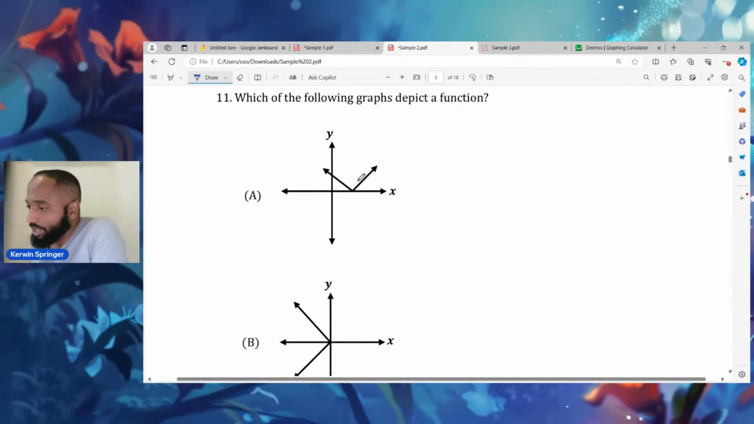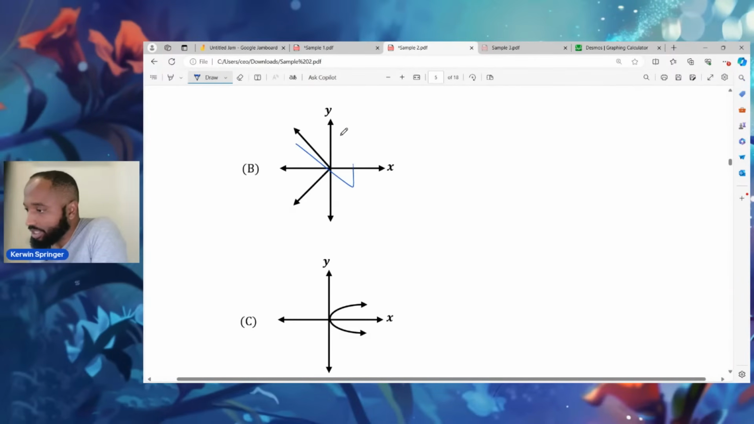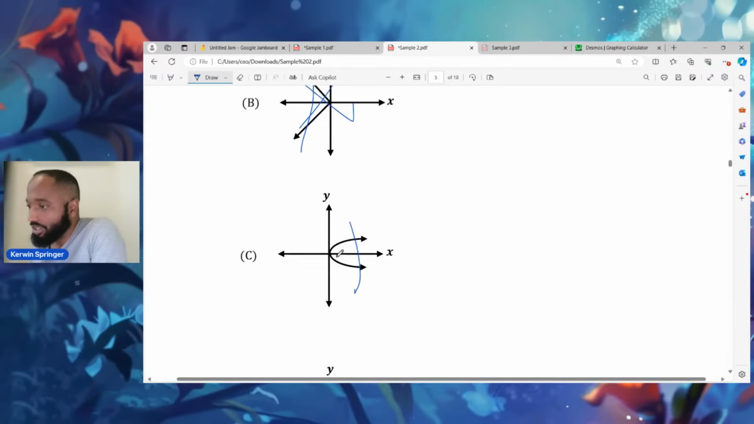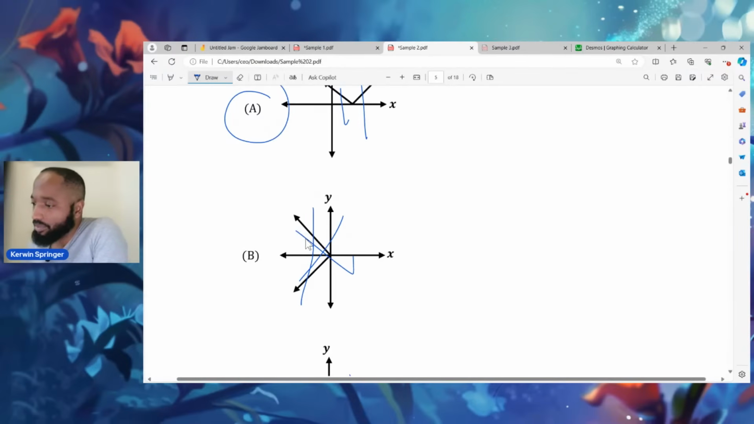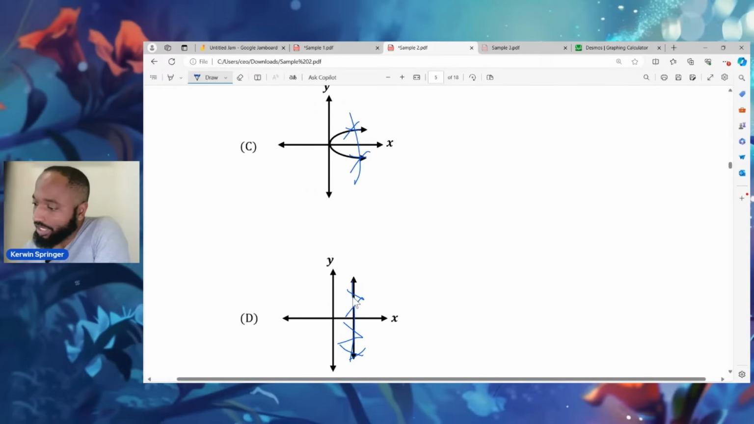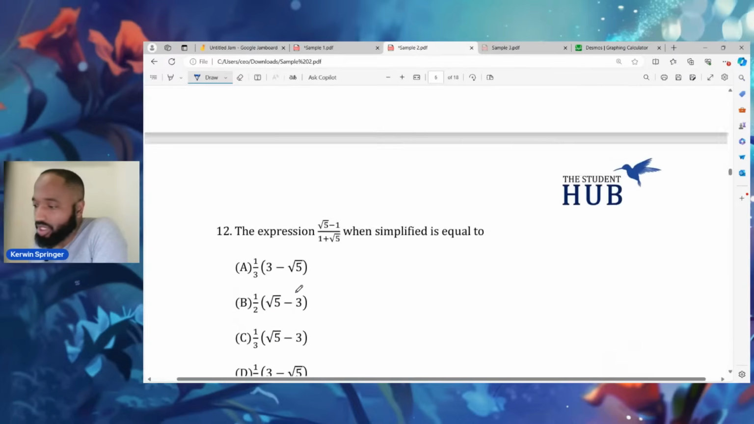Which one of these graphs is a function? This is a function, it passes the vertical line test. This is not a function, it doesn't pass the vertical line test. This is a vertical line, so it does not pass the vertical line test. There would be more than one point that it cuts. This has infinite points along this line, so no. So A is the function.